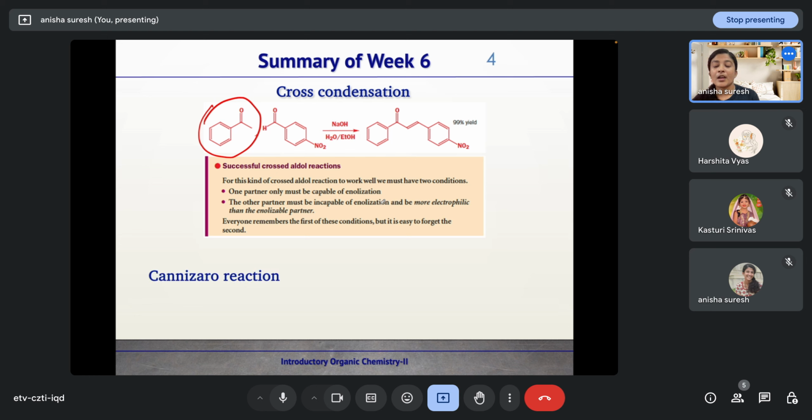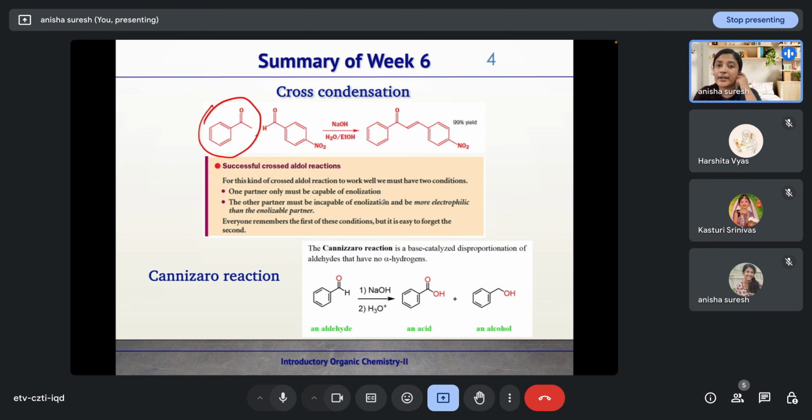Okay. Now coming to Cannizzaro reaction. Here also it is a sort of aldol condensation reaction, but the feature of this reaction is that it happens on aldehydes that have no alpha hydrogen. For an aldol condensation reaction to take place, we have seen that it should have alpha hydrogen, right? So if alpha hydrogens are absent, and an aldol sort of reaction is taking place, that is known as Cannizzaro reaction. It is a base catalyzed disproportionation reaction.